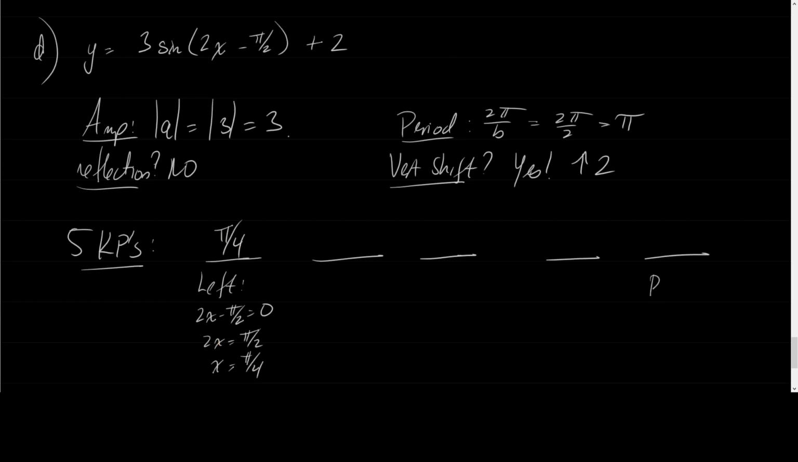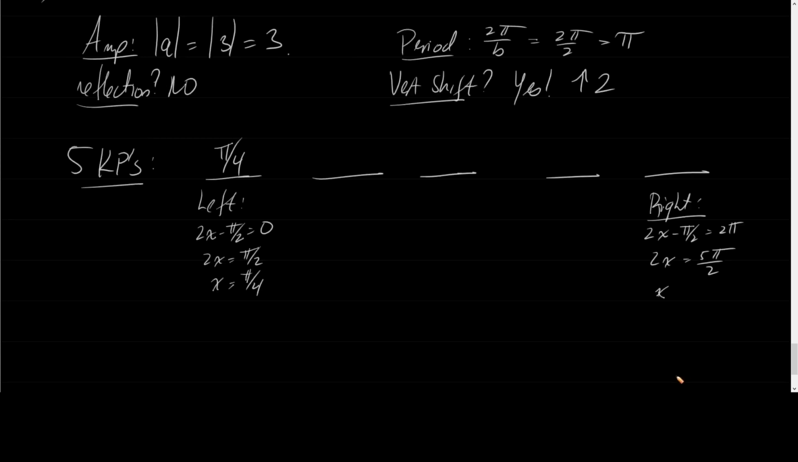The right endpoint is by taking the inside, 2x minus pi over 2, and setting it equal to 2 pi, right? So add pi over 2, so I end up with 2x is equal to 5 pi over 2, right? Because 2 pi is the same thing as saying 4 pi over 2, and if I add pi over 2, 5 pi over 2, divide by 2, I end up with x is equal to 5 pi over 4. All right, so that's up here, 5 pi over 4.